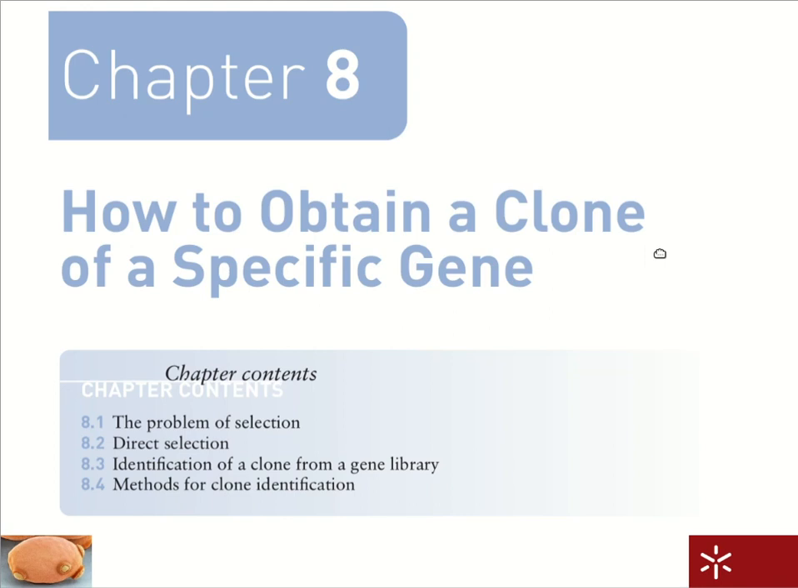This lecture covered Chapter 8 and has the title How to Obtain a Clone of a Specific Gene. The previous chapters dealt with how we can clone or study genes that we have nucleotide sequence for. This chapter offers an overview of the toolbox available to us in order to identify the sequence of a particular unknown gene.